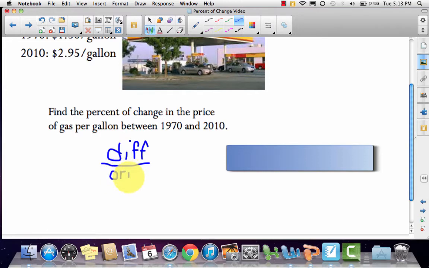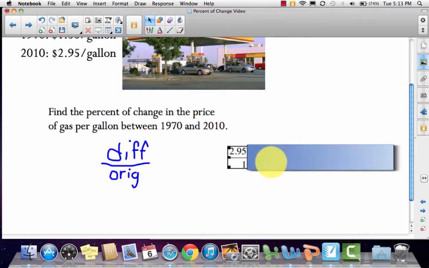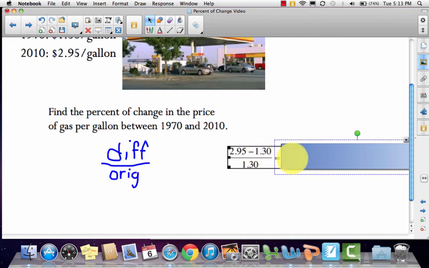Then once I do that, I'm going to divide it by whatever the original quantity was. In a problem like this, I want to look at the times because 1970 came first chronologically. That price would be my original price. So if I look at my formula filled in, I'm going to start off, I want to do 295 minus 130, which we know would give us 165. There's my difference. And I'm going to divide that difference by the original. Since 1970 came first chronologically and gas cost $1.30 in that year, that's my original.